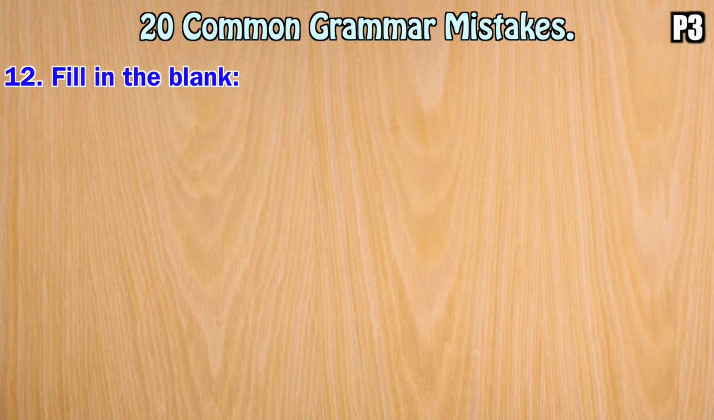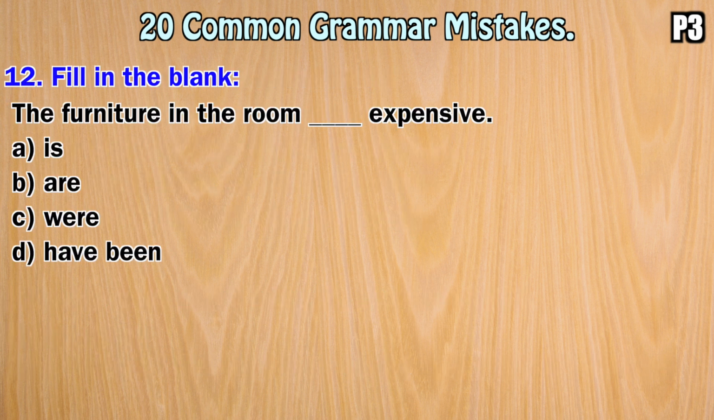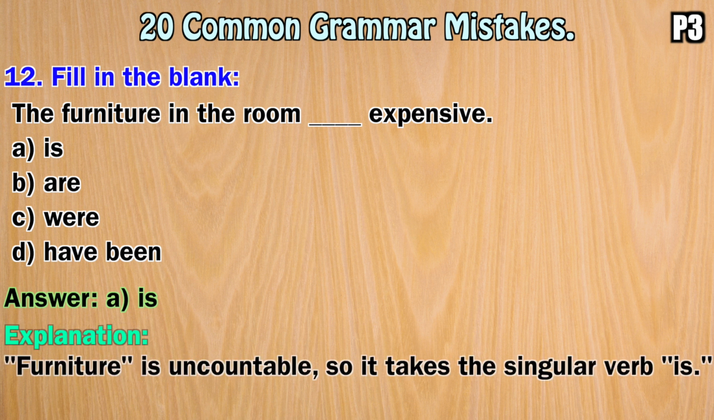12. Fill in the blank. The furniture in the room, expensive. A. Is. B. Are. C. Were. D. Have been. Answer: A. Is. Explanation: furniture is uncountable, so it takes the singular verb is.